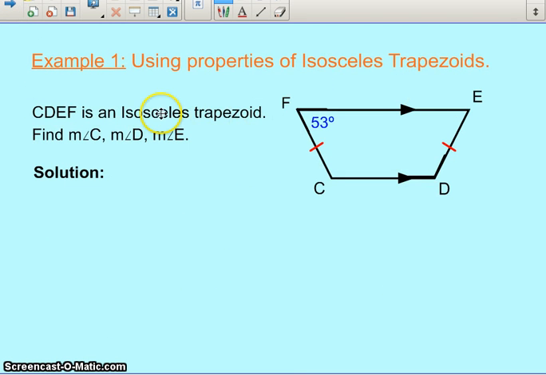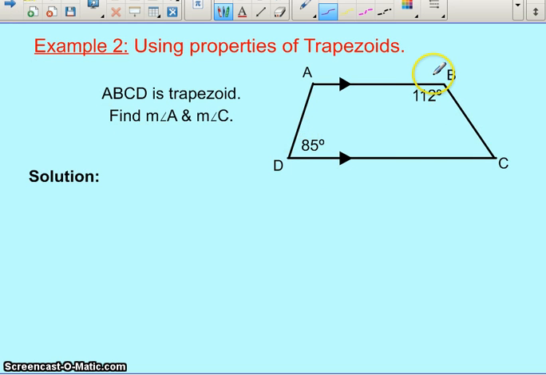Alright, here we go. An example. We got this as isosceles. We're supposed to find C, D, and E. Doesn't look like too hard of a problem. We know that this is going to be congruent, so it's 53 degrees. We know that these are parallel. This is a transversal, so 53 plus what equals 180 is what we're looking for. So I think that would be 127 degrees, and then this is going to be the same thing over here, 127 degrees.